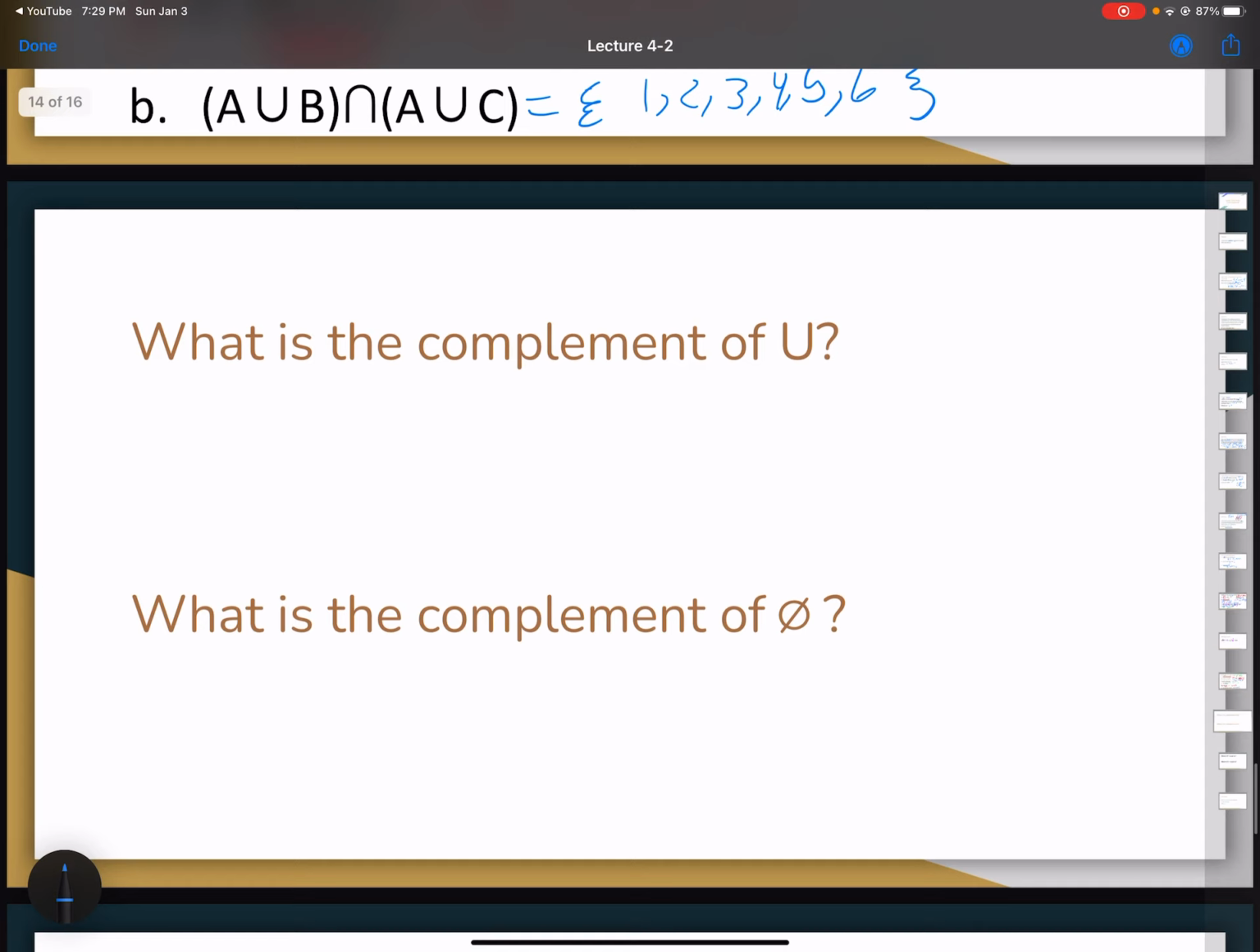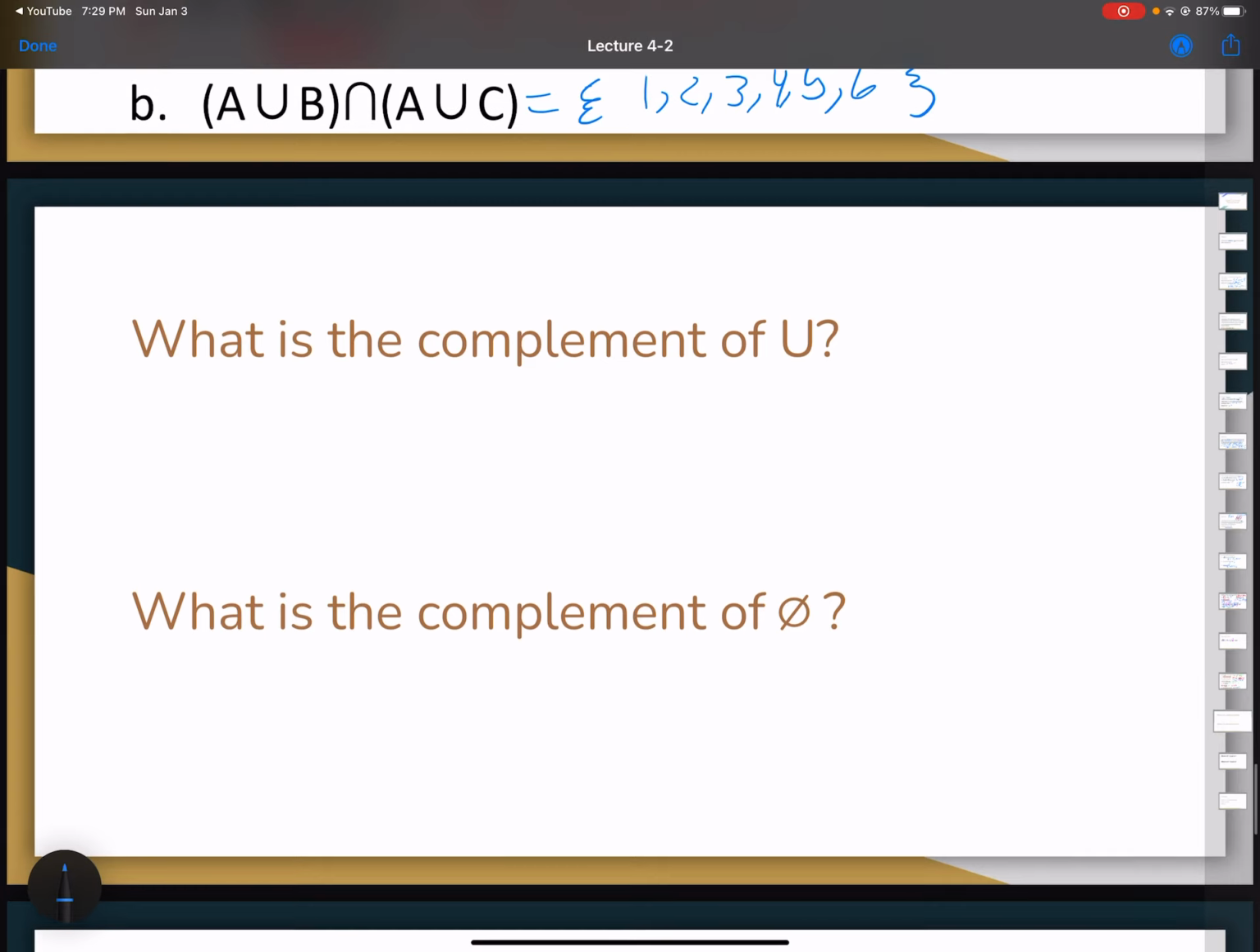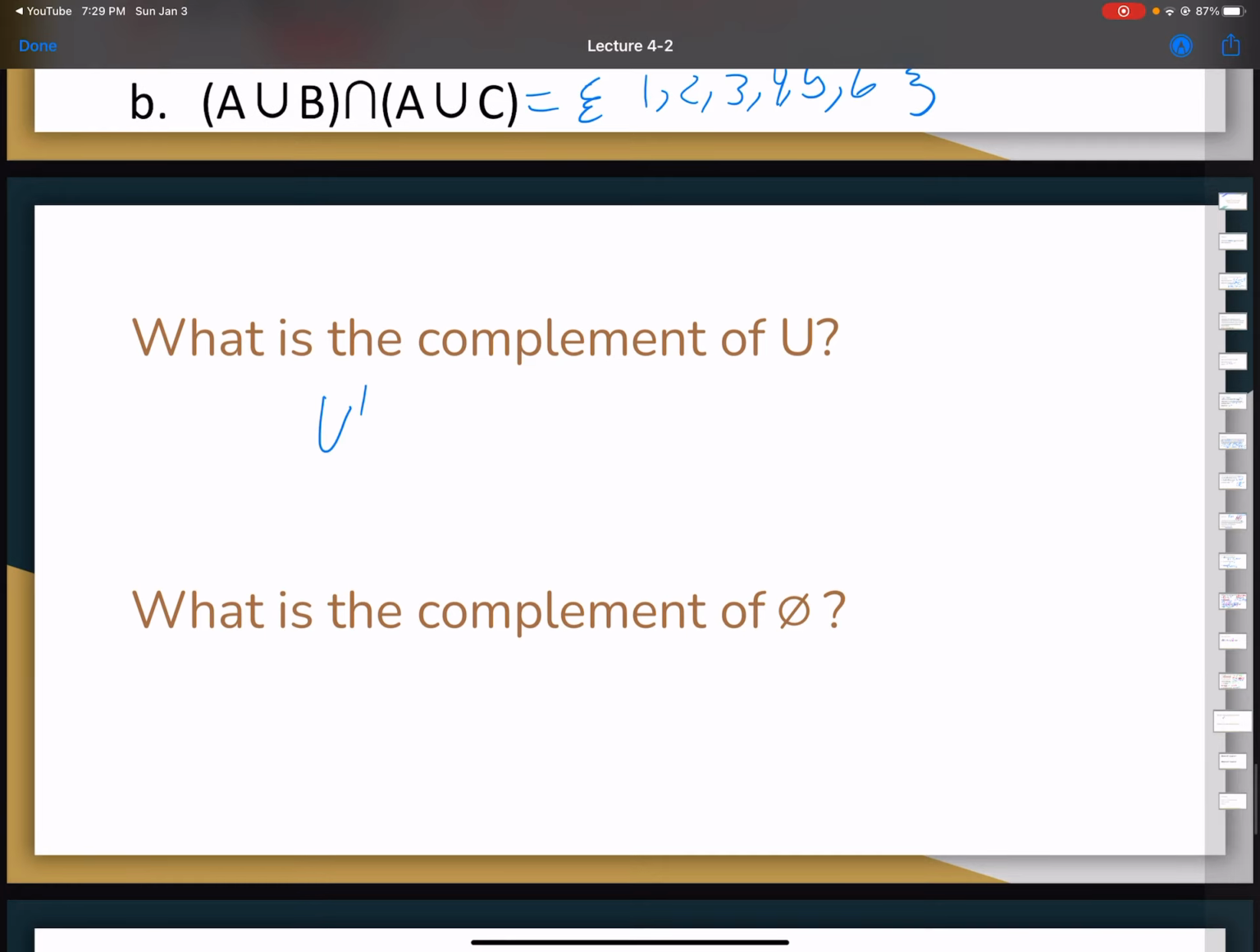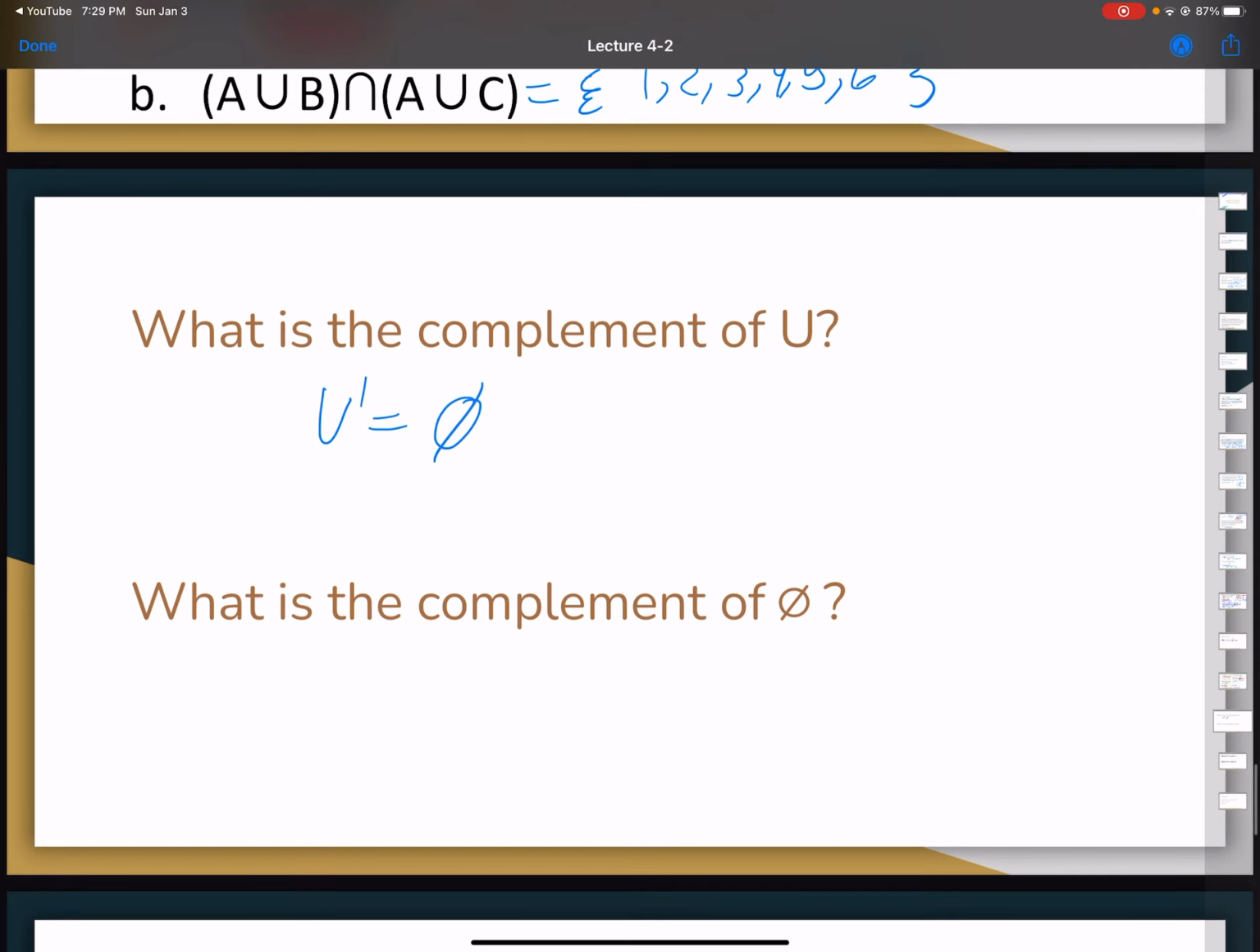So we'll move on to what is the complement of the universal set? So if we have all of the elements, what's the complement of it? And the complement of the universal set, or everything besides everything, is the empty set. There's just nothing in there. And the opposite of nothing is everything. The complement of the empty set is the universal set.